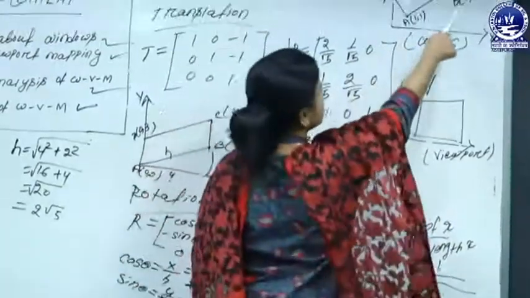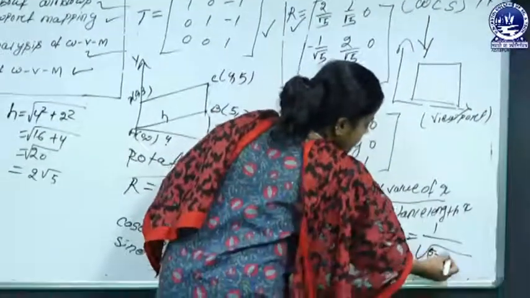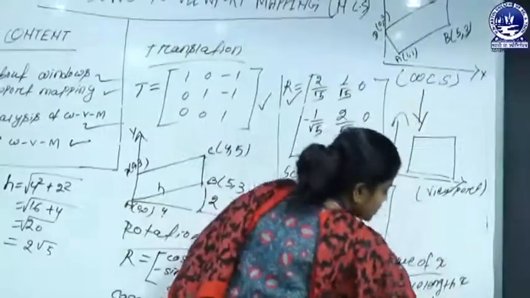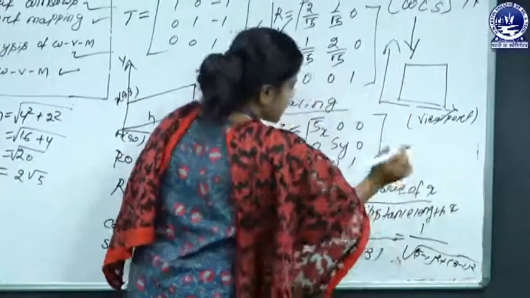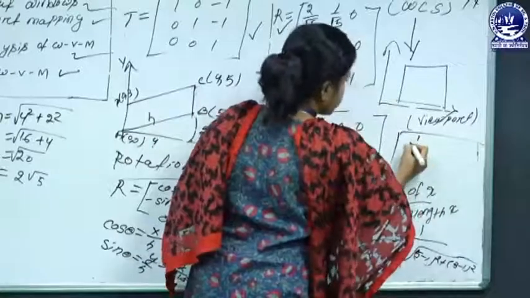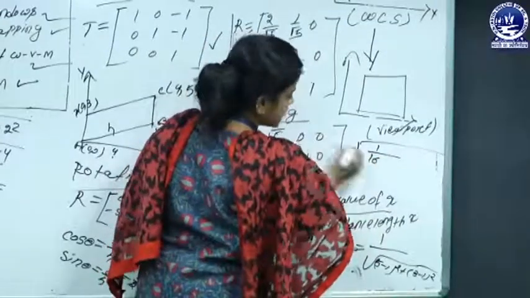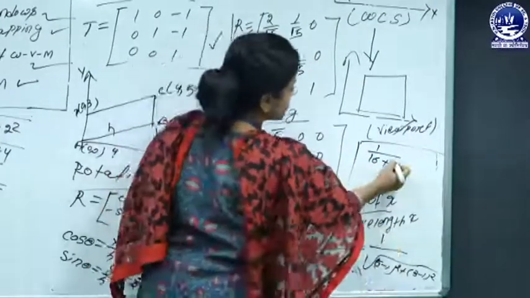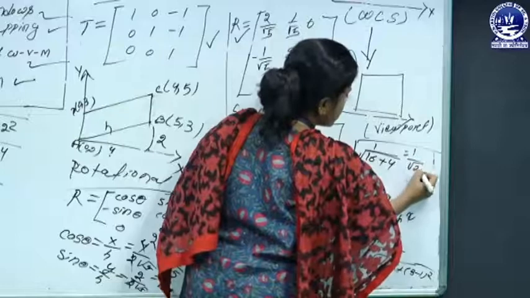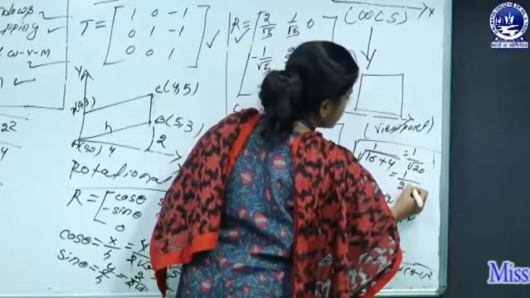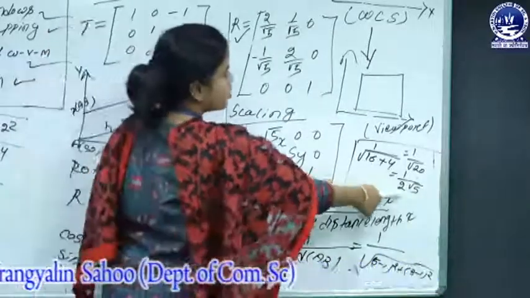of (5 minus 1) whole square plus (3 minus 1) whole square. So the value is 1 divided by the square root of (5 minus 1, that means 4, square, that means 16, plus 3 minus 1, that means 2 square, that's 4), that means 1 by root 20, which is 1 by 2 root 5. That means here the value of Sx is 1 by 2 root 5.